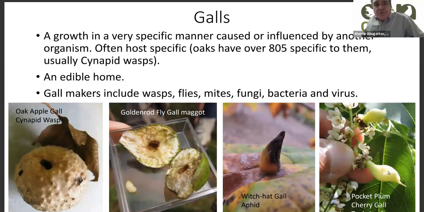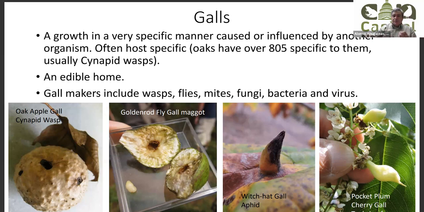So galls, I mentioned galls before. Galls are an edible home. What a gall maker does is, it could be a wasp, a fly, a fungi, a virus, all these different things. It infests its host, not just a plant but a particular part of the plant, and it hijacks the mechanism of how the plant forms. It actually can be more than just plants, but we'll stick with plants here. And it forms these very interesting little structures. They're very specific. Every different kind of gall maker has its own particular looking little gall.